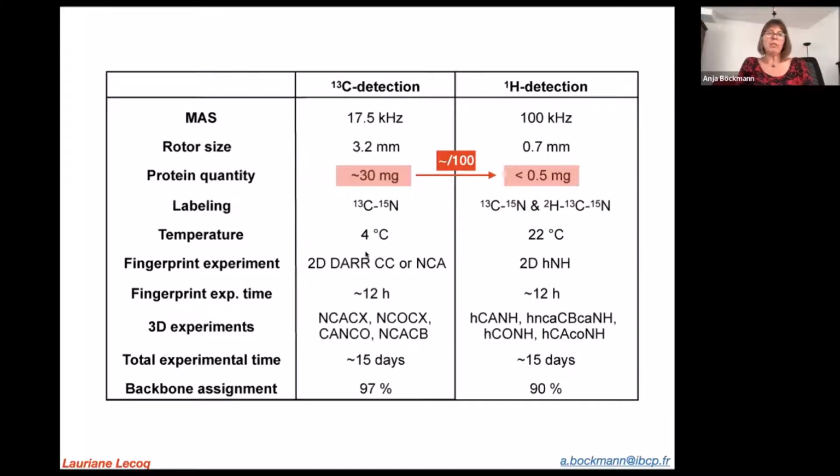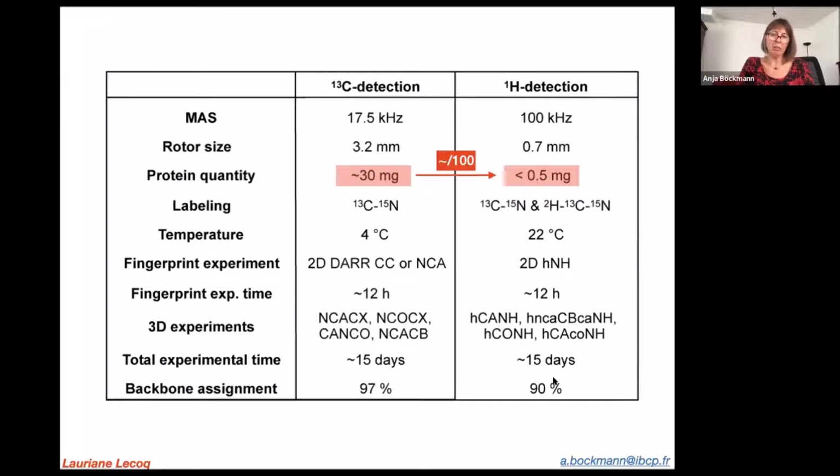The typical fingerprint experiments are in carbon-13 detection, the DARR or the NCA, and in the proton detection, the HNH. The experimental time for that is about the same. And also the 3D experiments we recorded, there are 4 of them which more or less fulfill the same functions.